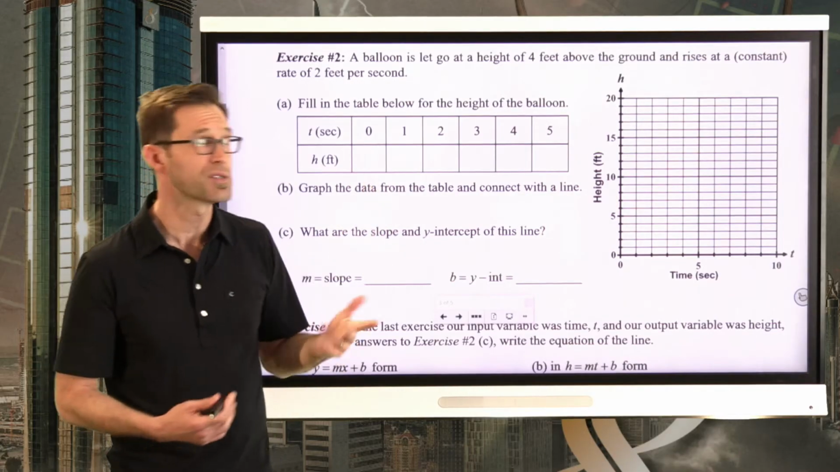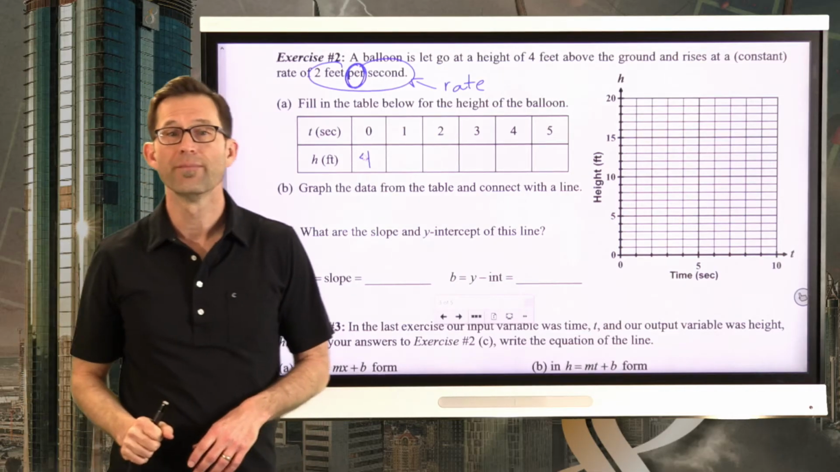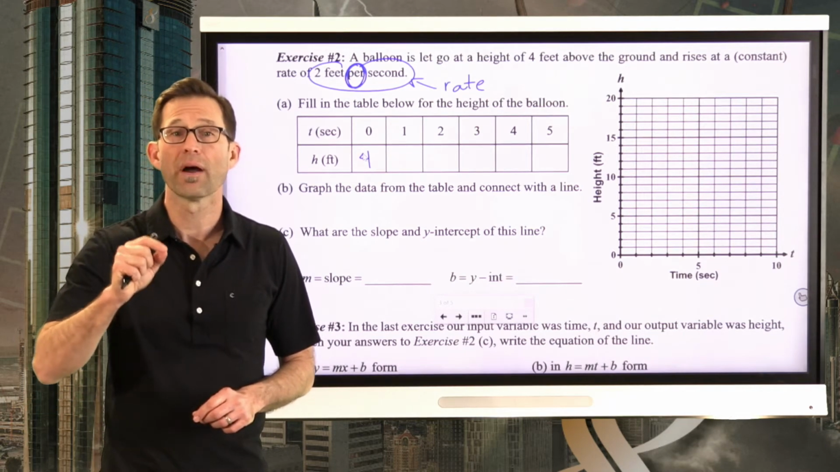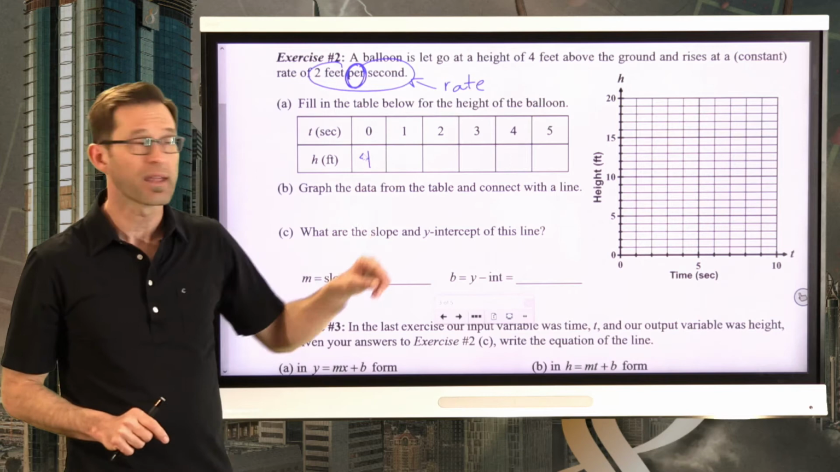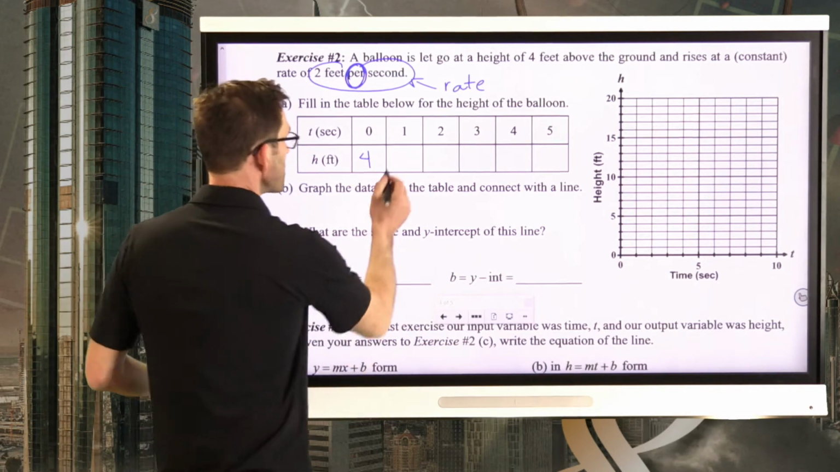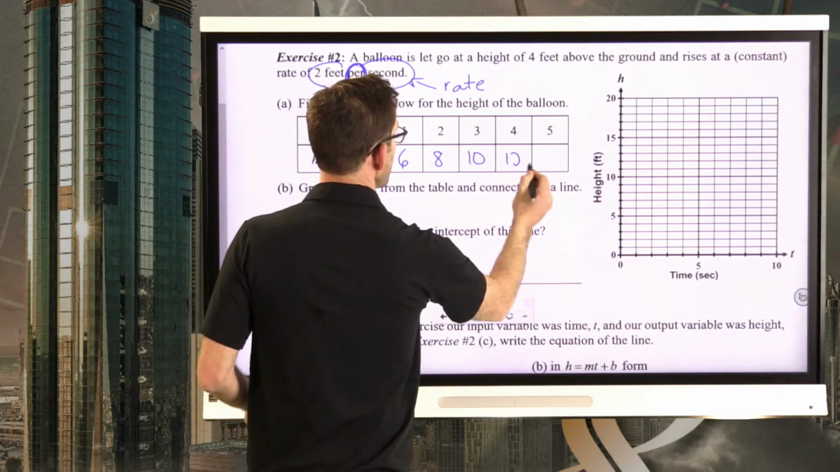Well, at 0 seconds, it's 4 feet above the ground. Now the whole point about this rate, and of course you can always spot a rate in a problem with the word per, is that for every second that passes, the height is now going to get higher by 2 feet. So at 1 second, when we raise that height of 4 up by 2, it's going to go to 6 feet, and then 8 feet, 10 feet, 12 feet, and 14 feet.